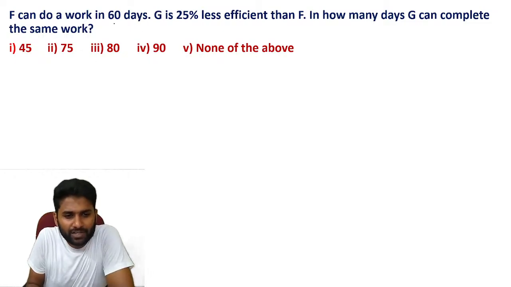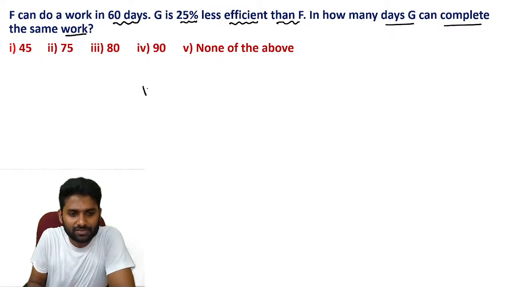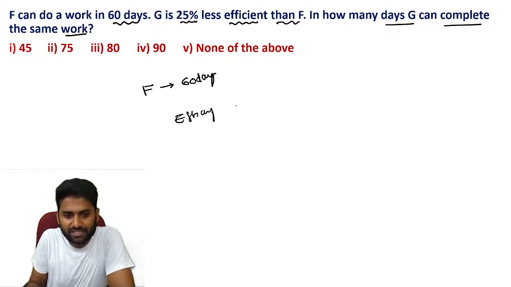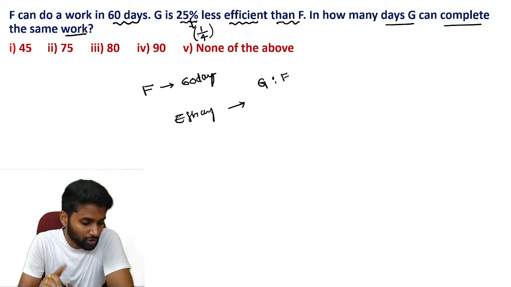F can do a work in 60 days. G is 25% less efficient than F. In how many days can G complete the same work? F takes exactly 60 days. Now you should understand the comparison. Efficiency means per day work. G is 25% less efficient than F. Now 25% means 25 by 100, which is 1/4 as a fraction.